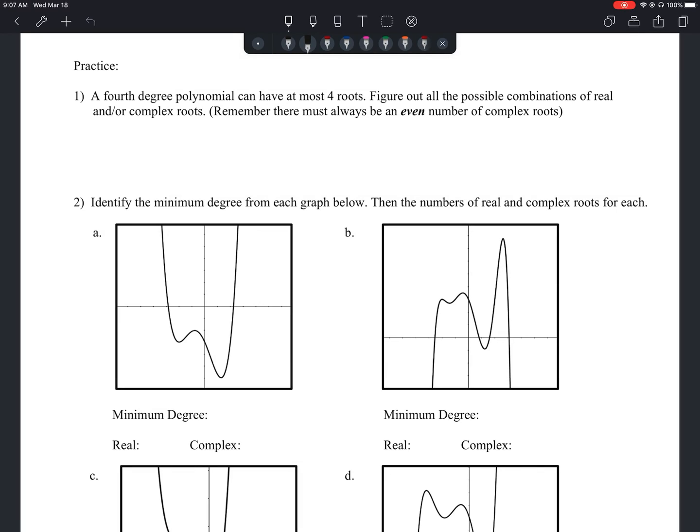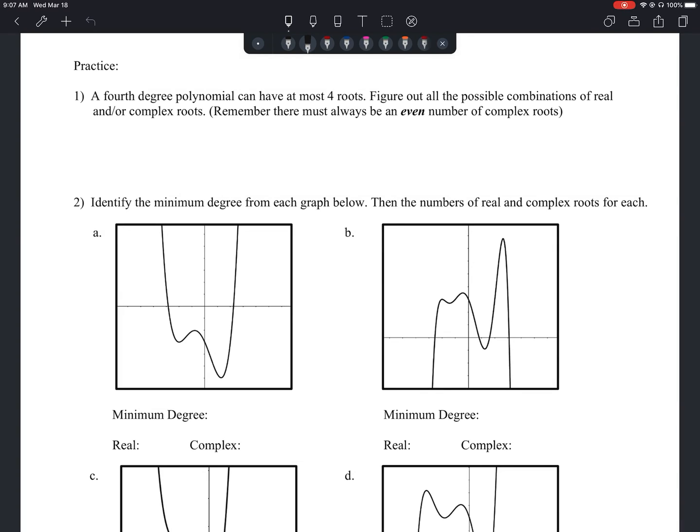This is the practice section of H8-6 on complex and real roots. What I would suggest is that you try the problems from this page and then come back and watch the video to check your answers.